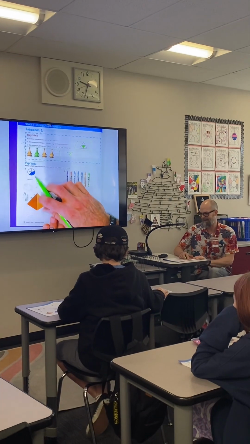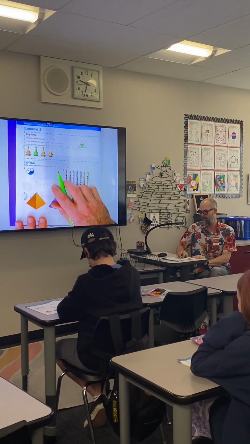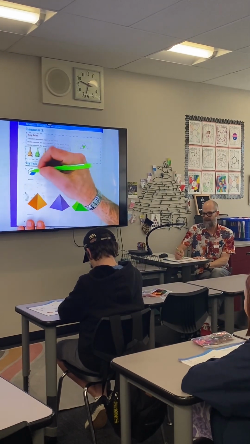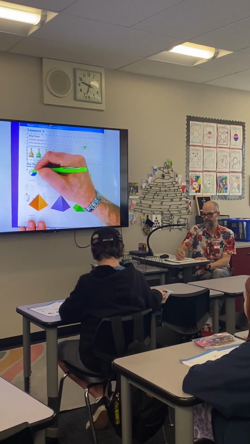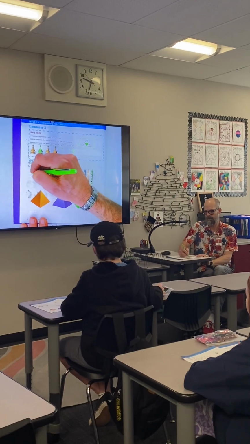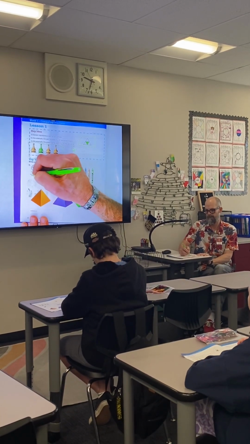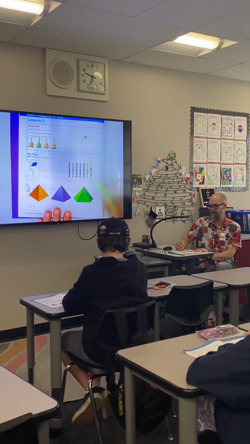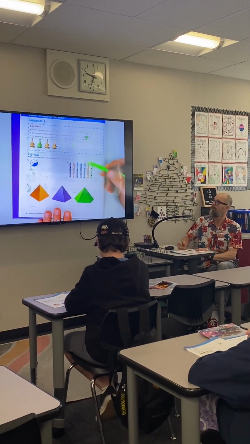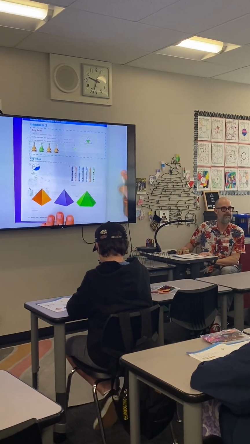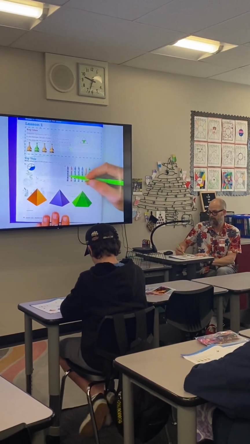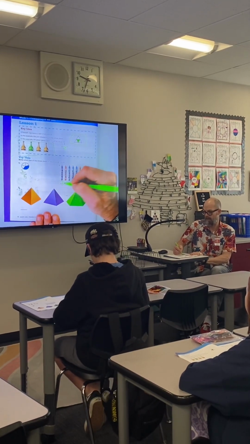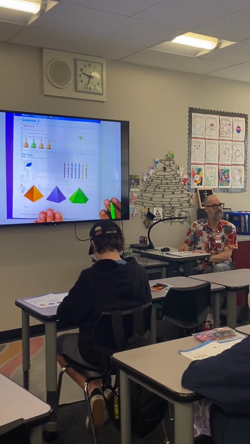Which part of the whole shape or whole set is blue? 2 out of 5. Yes. How about here? We have how many blue crayons? 3 out of 7. Correct.